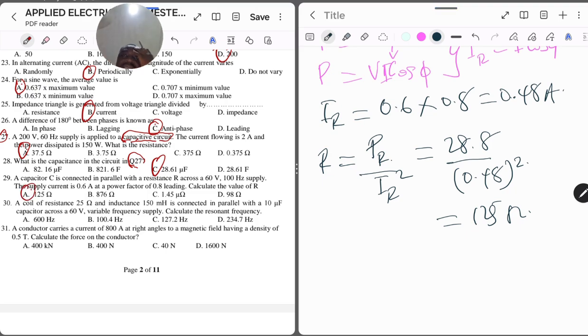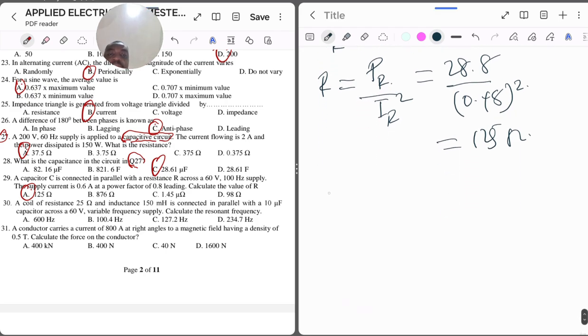This is the hardest question under this, but we are almost done. That was question 29. Now let's go to the last question, question 30.